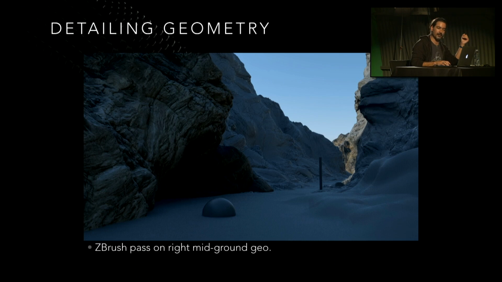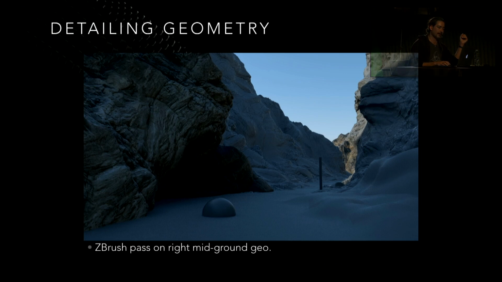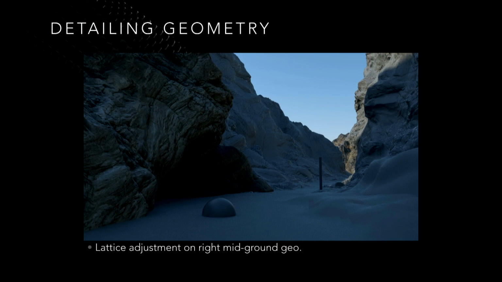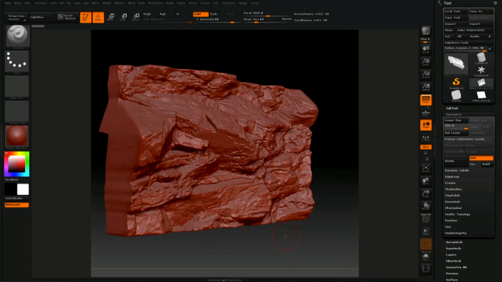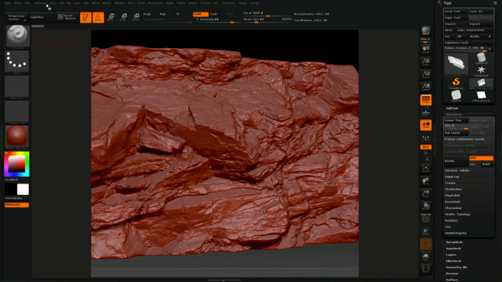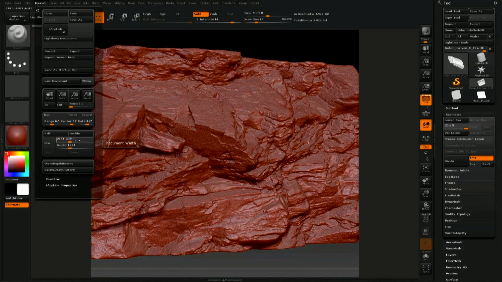Here I made an adjustment on the upper right corner using a lattice for whatever reason. ZBrush pass on this boulder right there. ZBrush pass on the ground. And now I'm going to show the ZBrush process of making those alphas.